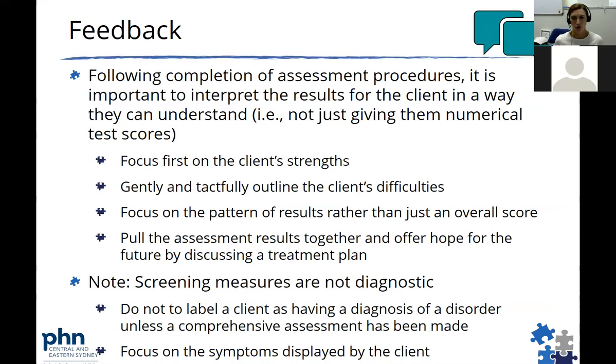Again, it's important to stress that screening measures are not diagnostic, so it's important not to label a client as having a diagnosis of a disorder unless a comprehensive assessment has been made by a suitably qualified mental health professional. Rather, it's better to focus on the symptoms which are being displayed by the client.